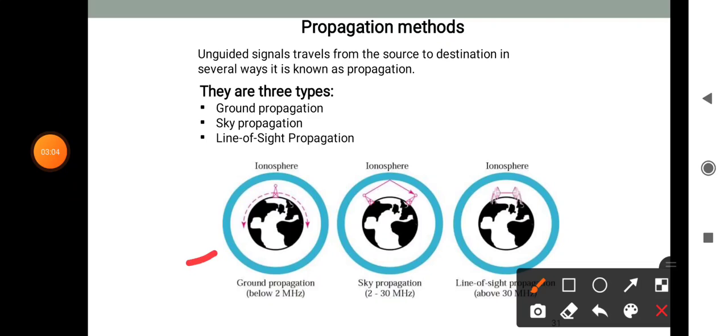This is the ionosphere and ground propagation. Second is sky propagation. This is also the ionosphere, and this is line-of-sight propagation. It is below 2 megahertz, then 2 to 30 megahertz, and this is above 30 megahertz. Then we will see one by one.